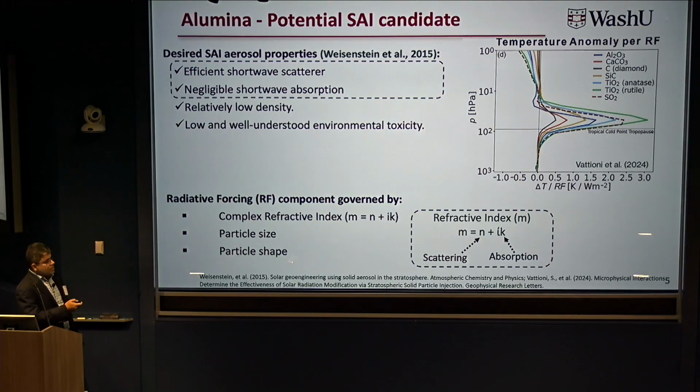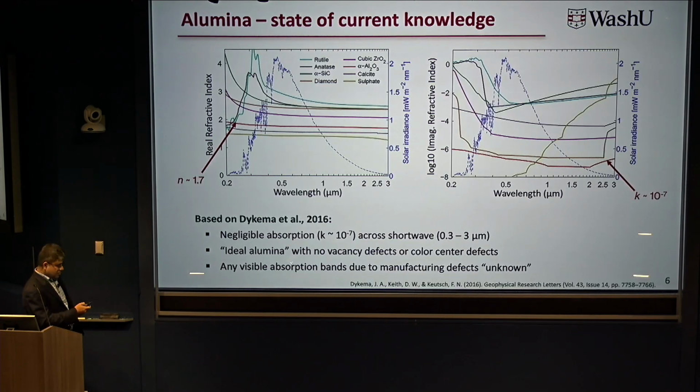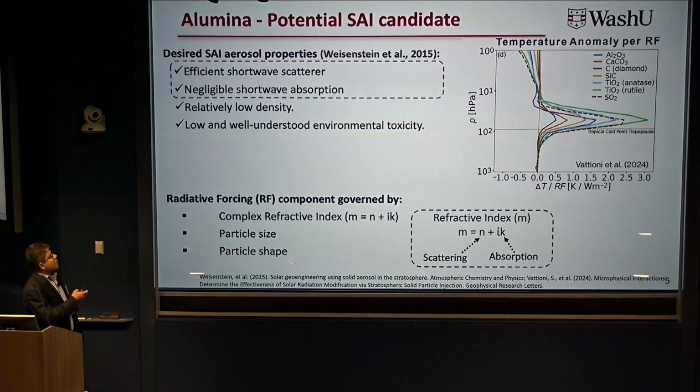But the community also has some caveats, meaning that the complex index of refraction is not well understood. Particle size and particle shape could affect the radiative forcing, but we do not know how much and to what extent. The big elephant in the room, as we see it, is the complex index of refraction, the spectral. How much do we know about it for the alumina?